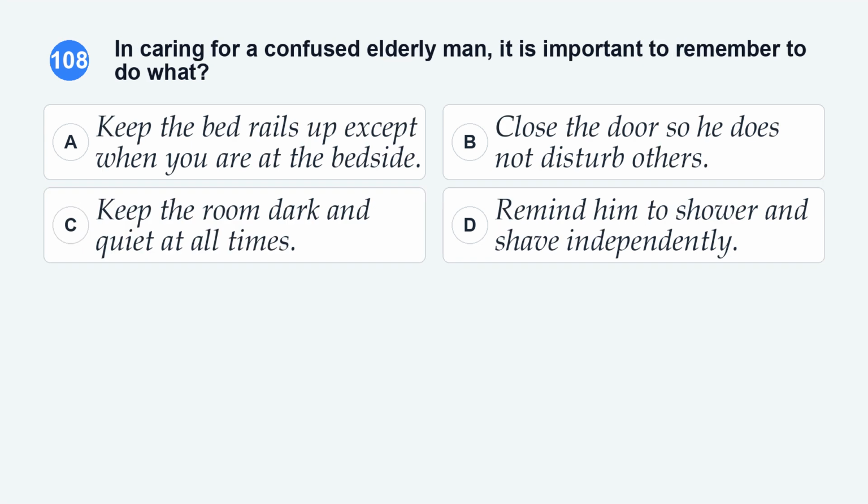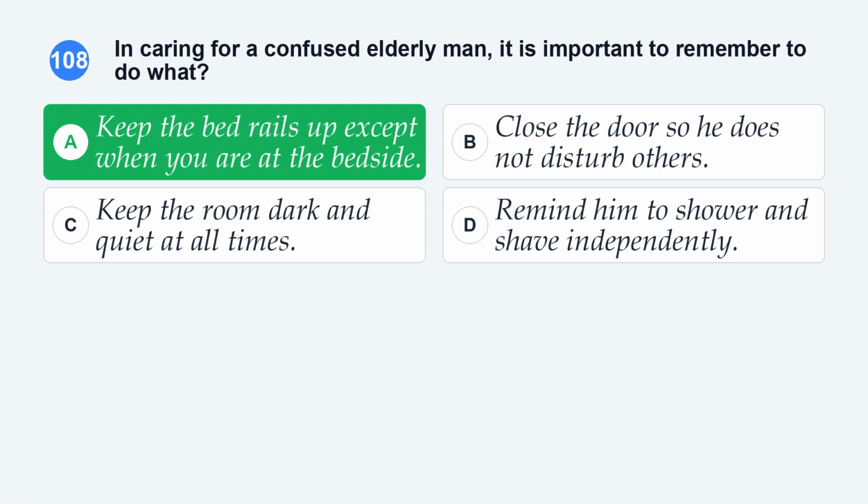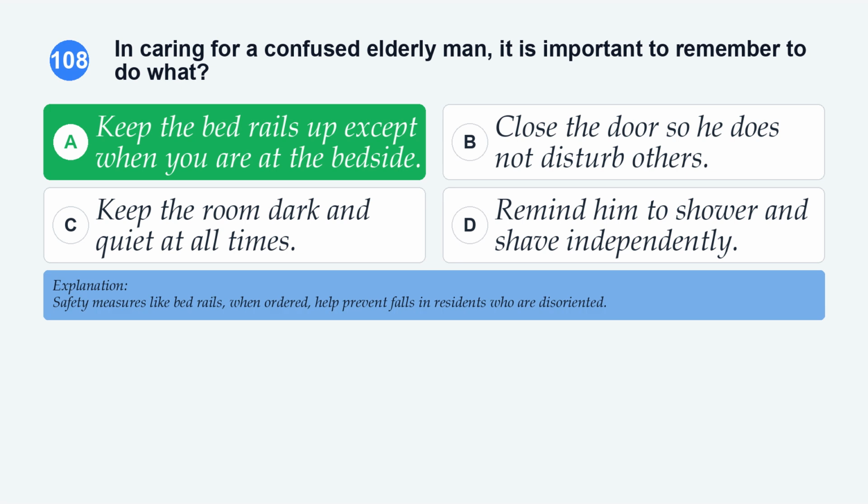Question 108. In caring for confused elderly men, it is important to remember to do what? Option A. Keep the bed rails up except when you are at the bedside. Option B. Close the door so he does not disturb others. Option C. Keep the room dark and quiet at all times. Option D. Remind him to shower and shave independently. The correct answer is option A. Keep the bed rails up except when you are at the bedside. Explanation. Safety measures like bed rails, when ordered, help prevent falls in residents who are disoriented.